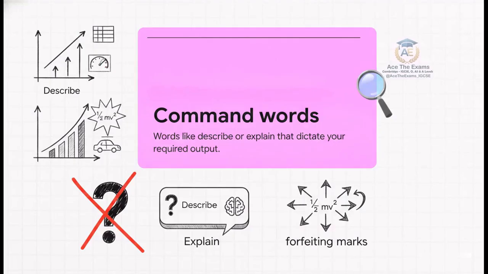The absolutely crucial point here is that Cambridge command words strictly dictate your output. You literally cannot just describe a data table when the examiner asks you to explain it. If the question says describe, you just state what happens. For example, as the speed increases, the kinetic energy increases. Nice and simple. But if it says explain, you must provide the scientific reasoning. You need to use the formula KE equals 1/2 mv squared to prove exactly why that energy increases exponentially with speed. If you ignore the command word, you instantly forfeit the marks, no matter how good your physics is.